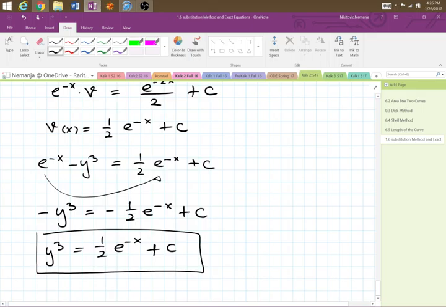Yes? Yes, I can. Yeah. It is a function in this case, right? Because it's a cube root. So cube root, there's no plus and minus, so 1/2 e to the minus x plus c.